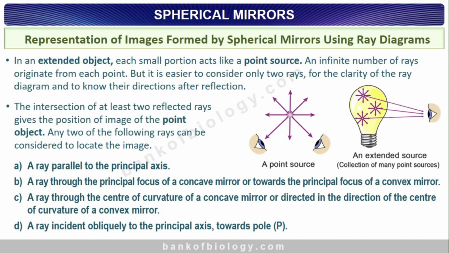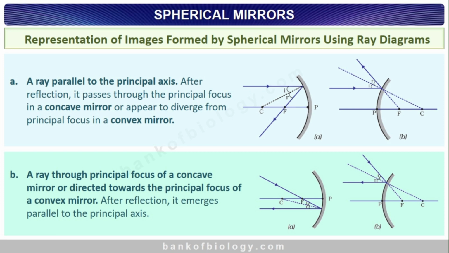Any two of the following rays can be considered to locate the image. A. A ray parallel to the principal axis. B. A ray through the principal focus of a concave mirror, or towards the principal focus of a convex mirror. C. A ray through the center of curvature of a concave mirror, or directed in the direction of the center of curvature of a convex mirror. D. A ray incident obliquely to the principal axis towards pole P. A ray parallel to the principal axis, after reflection, passes through the principal focus in a concave mirror or appears to diverge from the principal focus in a convex mirror.